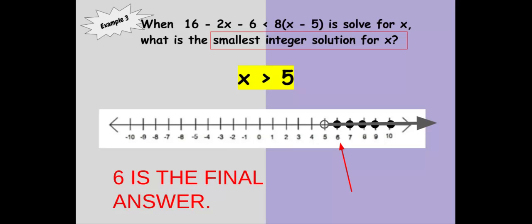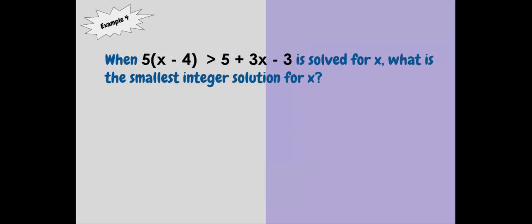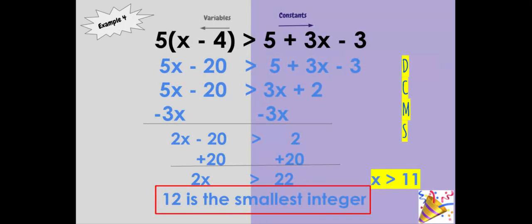So now what I'm going to have you guys do is try one on your own. I know it says example number 2, but it really means number 4. And that's going to be this equation. And when you're done, we're going to see how you do. And we'll see where we go tomorrow. So your answer should have been x is greater than 11. And 12 is the smallest integer because that's the smallest number above 11.